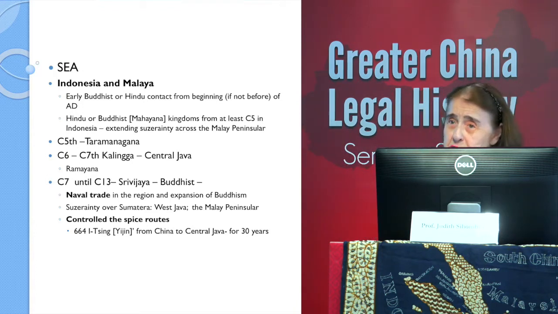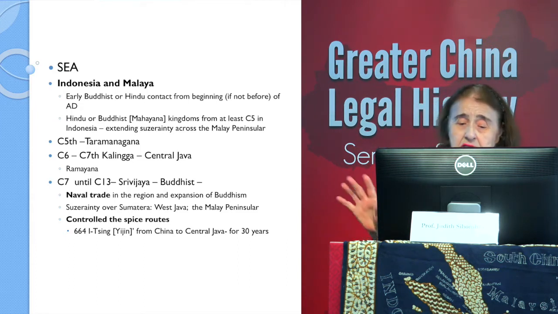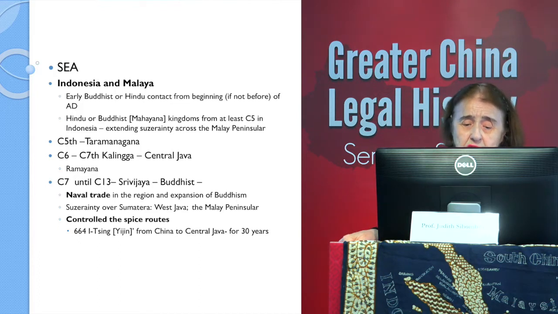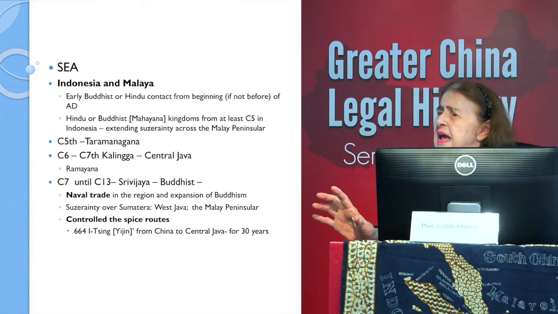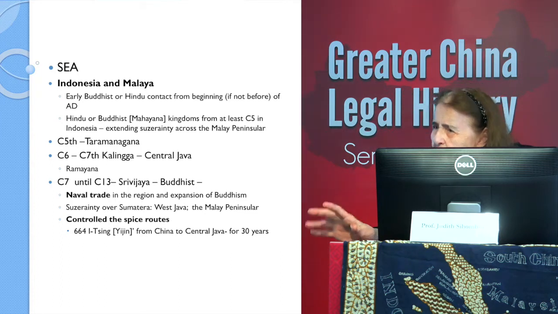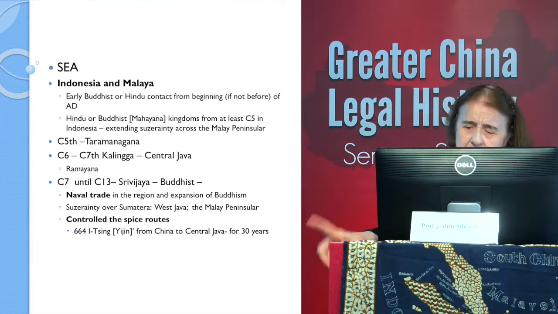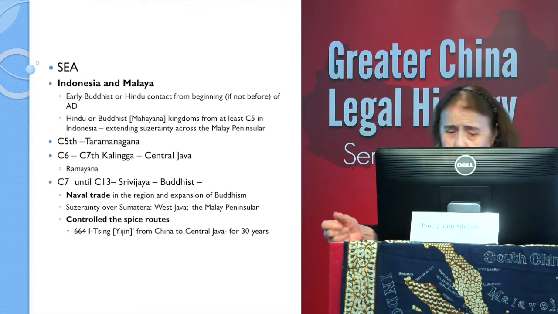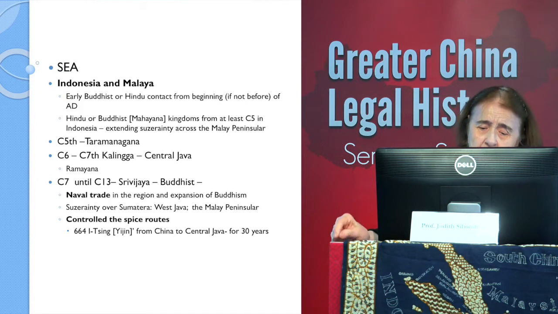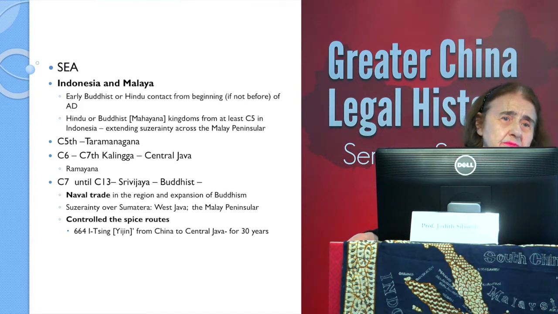7th until the 13th century was a Buddhist kingdom, Srivijaya. Now, they were sailors as well, so they went all throughout the region trading. Javanese, but they took control over Sumatra, which had about 6 or 8 or 10 different races, languages, etc. West Java and the Malay Peninsula. So they went up north a little bit and took some control. And they controlled the spice routes, Srivijaya.